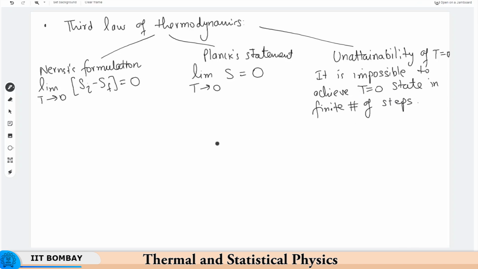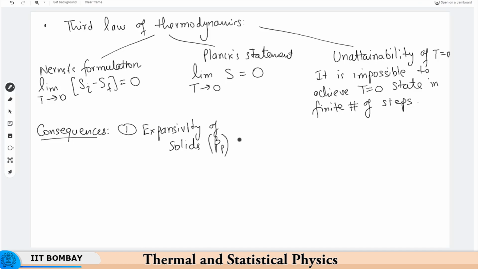And we also looked at a few consequences of the third law, some of the important ones being the expansivity of solids, which we usually denote by beta at constant pressure, that goes to 0. It means that solids do not really expand as you heat them up while they are at temperature equal to 0. Also we saw that the heat capacities Cp and Cv both go to 0 as temperature goes to 0, which implies zero heat is required to warm materials which are at absolute T equal to 0. So there is no heat required to increase their temperature.